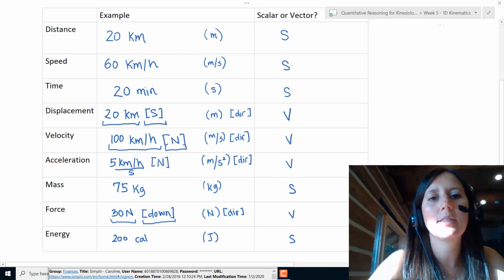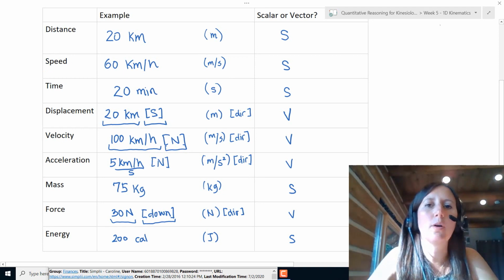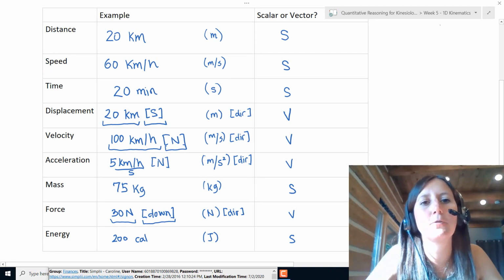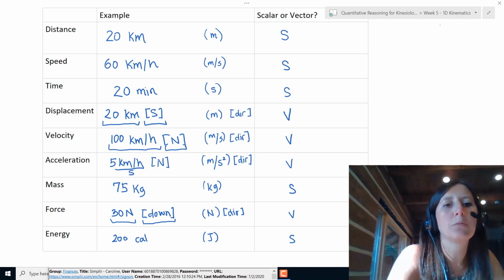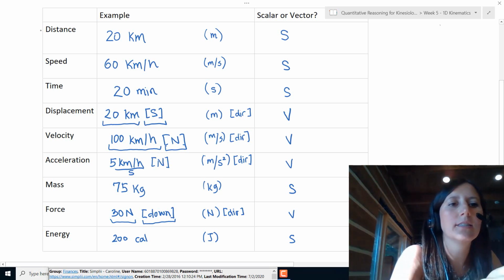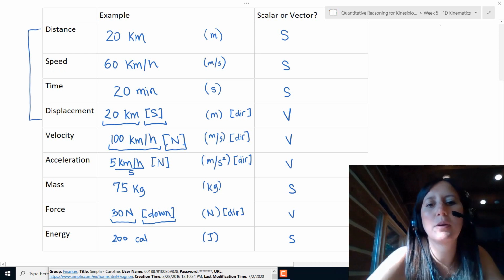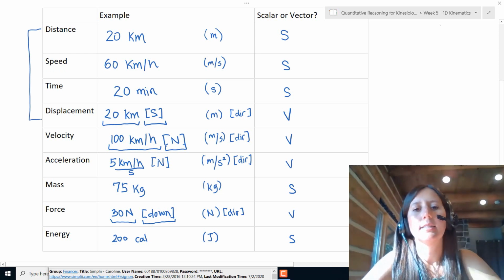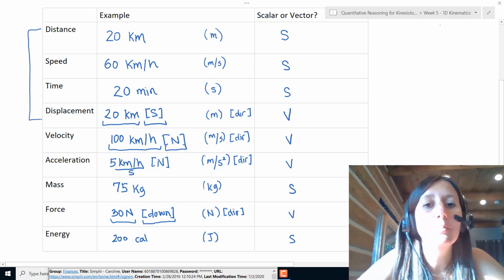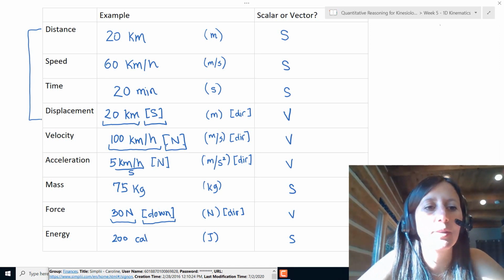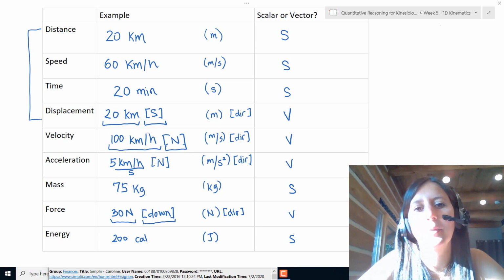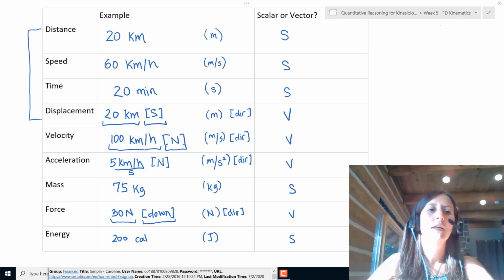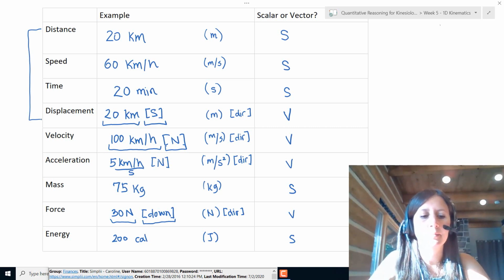It's really important that you can distinguish between scalar and vector quantities, because if, for example, I ask you for distance, I only want the magnitude. But if I asked you for displacement, distance and displacement are very similar. They're both measured in meters in SI units, but for displacement, I expect you to give a direction. Likewise for velocity, for acceleration, and for force. So make sure you're including directions for those vector quantities.